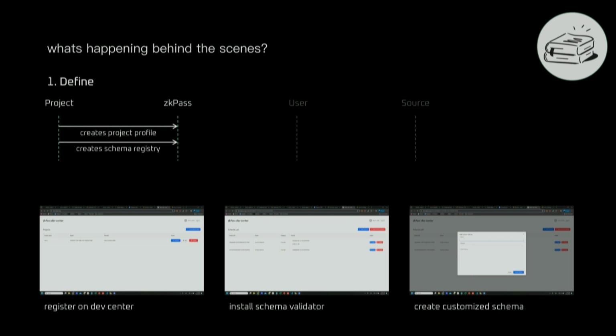So now let's figure out how everything works in the backend. From a builder's perspective, zkPass works in 3 simple steps: define, retrieve, and verify. Starting with define, you need to define the scope of data that you want from the user. What you've got to do is first register on the dev center that we have.